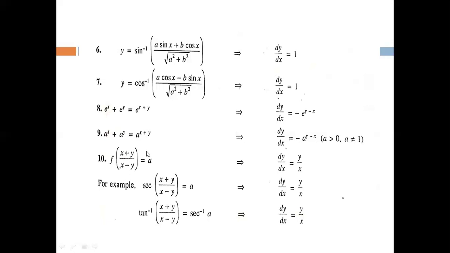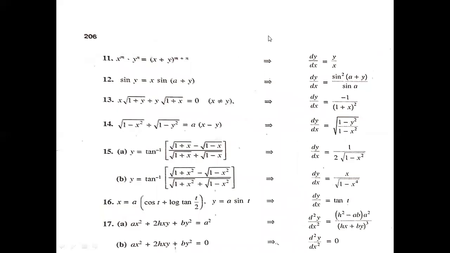10th one, f of x plus y by x minus y is equal to a constant. Then dy by dx will be y by x. For example, secant of x plus y by x minus y is equal to a. This implies that dy by dx will be y by x. Tan inverse of x plus y by x minus y is equal to secant inverse of a constant. That implies that the result dy by dx will be y by x only. Okay, understood?